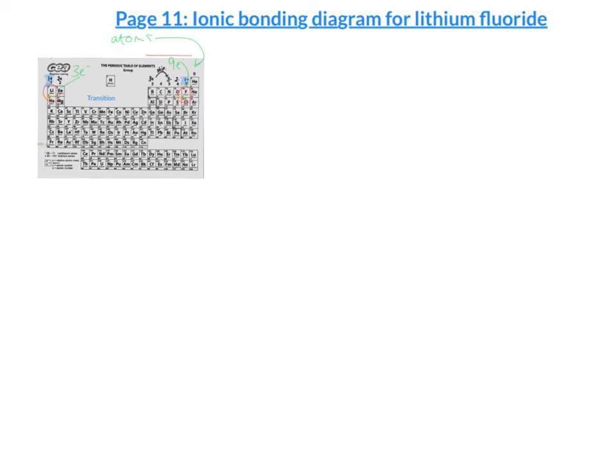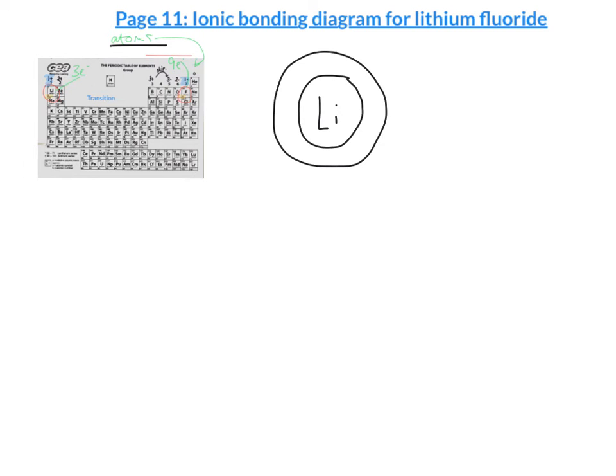Now, to do the actual ionic bonding diagram, what you want to do first is draw the atoms first. So you've worked out you need lithium and you need fluorine, and you've worked out that lithium has 3 electrons, fluorine has 9. So you want to start off doing that. So just put lithium's symbol in the middle of the diagram, and if you look at the sheet, remember, it's in period number 2, so it's got 2 shells, and it's got 3 electrons that we've said already.